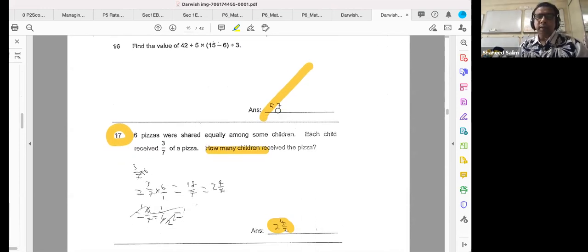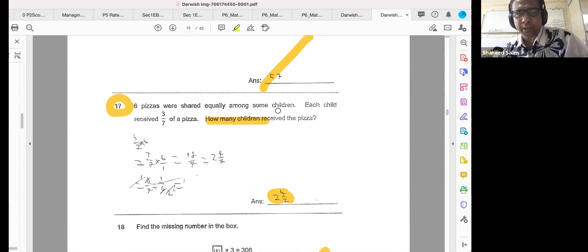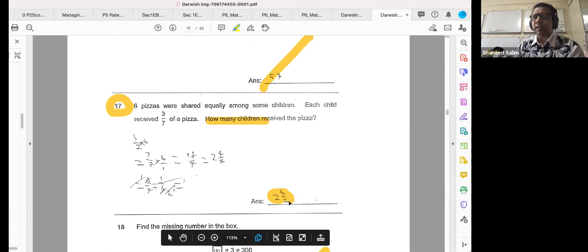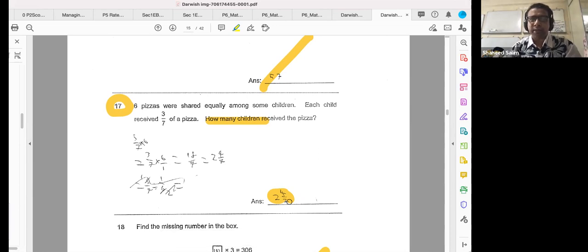Down here, 6 pizzas were shared equally among some children. Each child received 3/7. So how many children? You put 2 4/7 of children. Impossible. Can you think again? You understand? This is a simple check, right? You know you cannot be a fraction of a child.